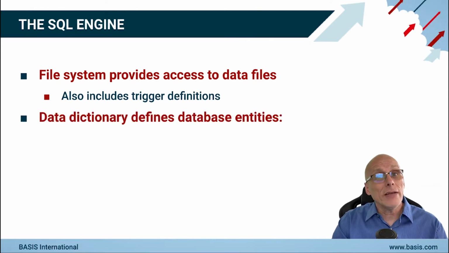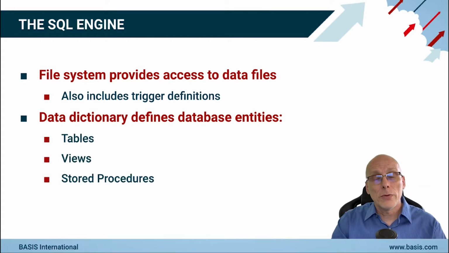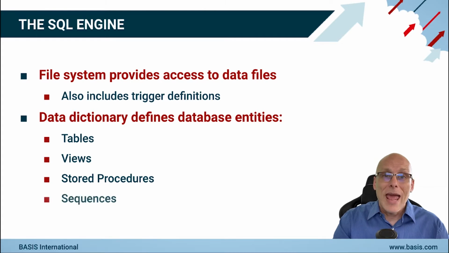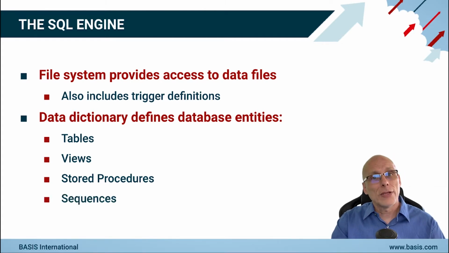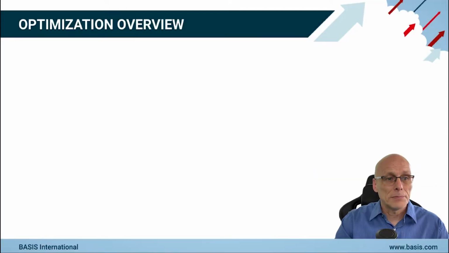The data dictionary defines database entities, and those would be things like tables and views. A view is basically an SQL statement that is executed, and the results of that statement can be conceptualized as a virtual table. It also contains stored procedures and sequences. Those are considered database entities that the data dictionary defines and stores and provides access to via SQL.